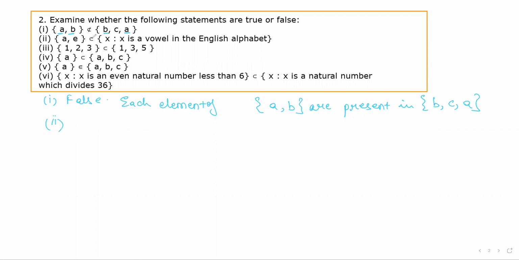{a, e} is a subset of {x : x is a vowel in the English alphabet}. If you convert the set builder form of the right hand side into roster form, you get all the vowels in the English language: a, e, i, o, u. So here a and e, the elements on the left hand side, are present on the right hand side. Hence the statement is true.